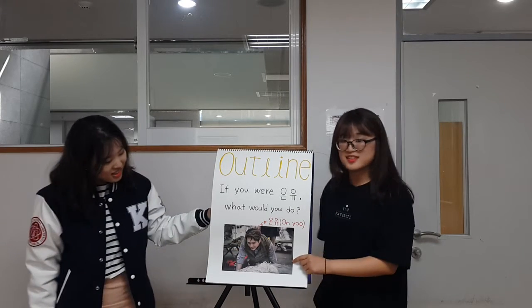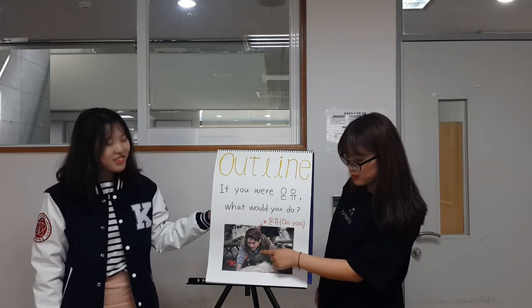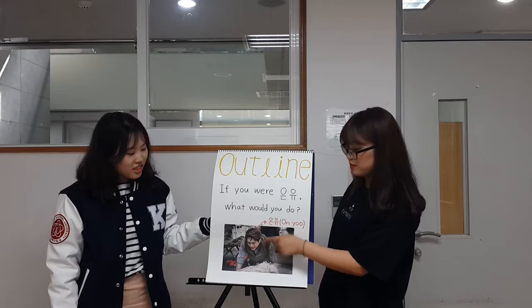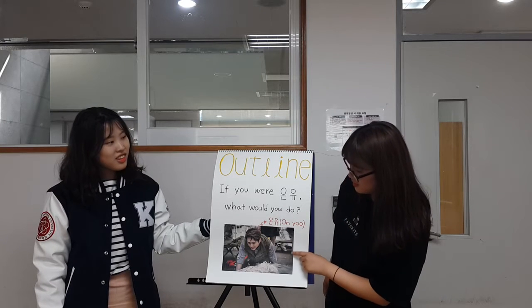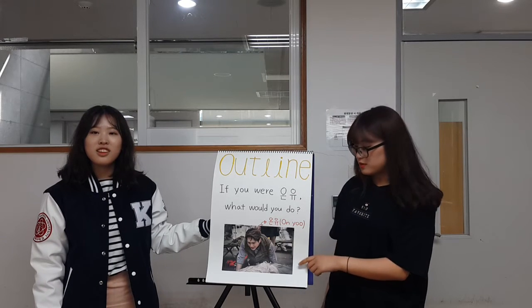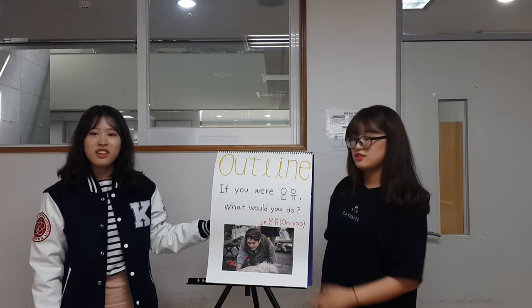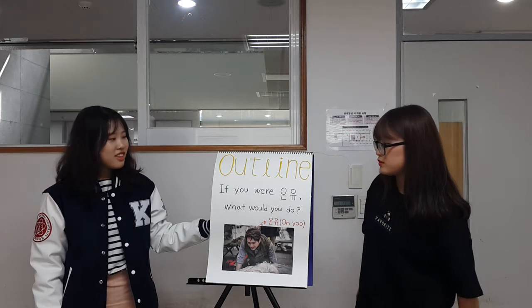Look at this picture. Do you know who he is? His name is Onyu. Onyu is at a loss looking at a person who fainted. If you were Onyu, what would you do?